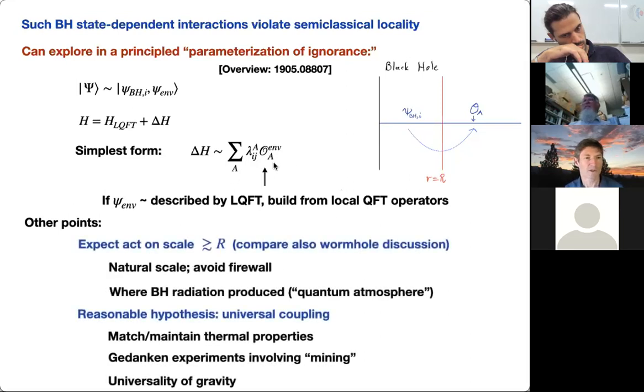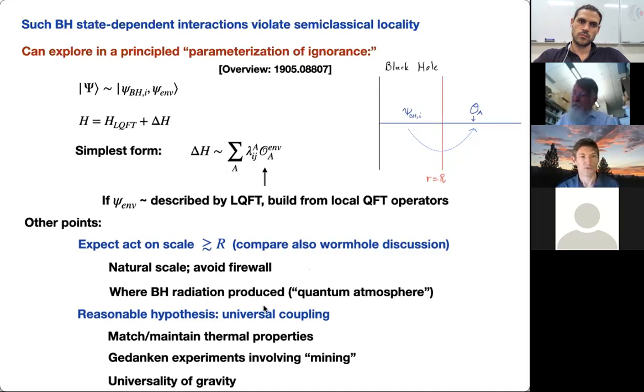What else can we say about the structure of these interactions? Well, first, we expect that they act on a scale of order the event horizon size. And here we could also make contact with that wormhole discussion that we had earlier. That's the natural scale. These operators have to at least bring information outside the horizon, but there's no reason for them to be fine-tuned, so they only imprint information, say, a Planck length outside the horizon. The natural scale is imprinting information on a region of size of order the horizon size outside the horizon. And that avoids unnatural things like firewalls.